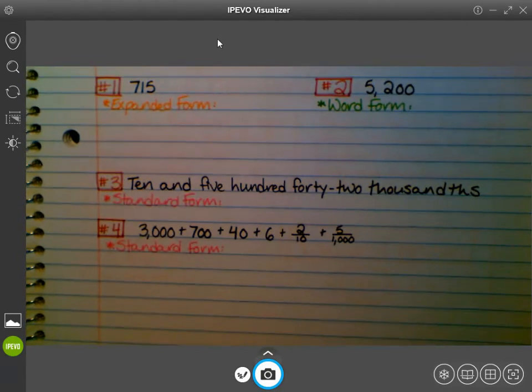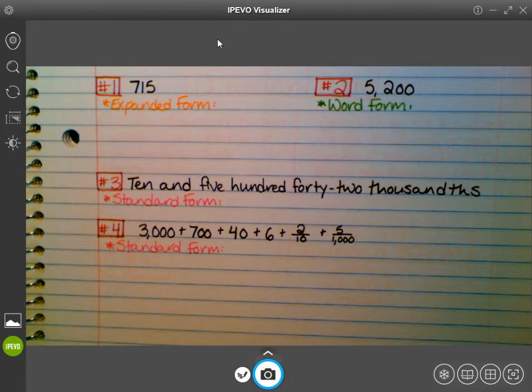So you're using the black number. That's the number that you've been given. And then you are writing it in the form that they want. Standard form. So they've given you, for number 3, a number in word form, and they want you to write it in standard form. Number 4, you were given a number in expanded form, and you're being asked to write it in standard form.